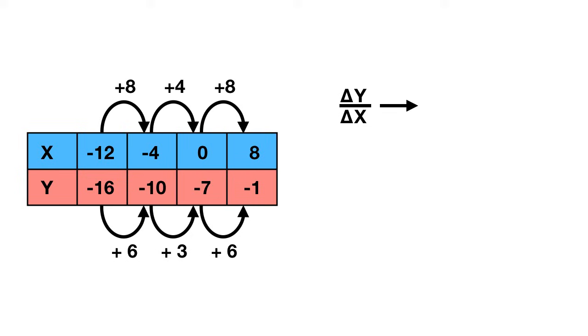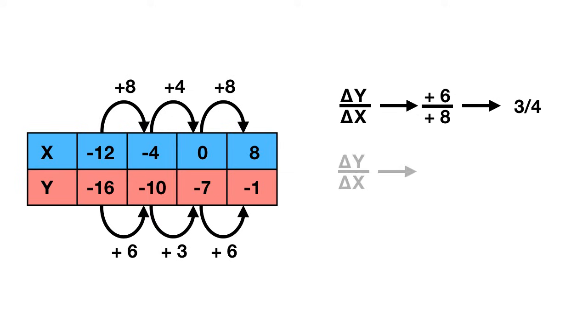So here we'll need to look at each piece individually. We see our first change in y is this +6. It's a positive 6. And then our first change in x is this +8. It's a positive 8. Then we can simplify 6 over 8 to give us 3/4.